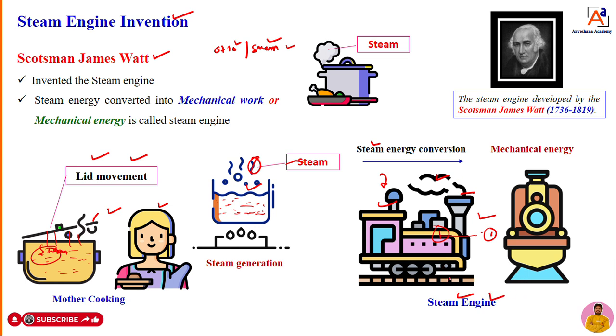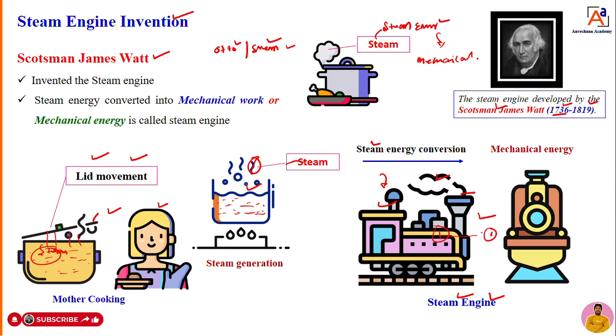That was invented by a great scientist, the Scotsman James Watt, who lived from 1736 to 1819. In the 18th century, he invented the steam engine. What is the main point here? He observed that steam itself has sufficient energy, that is, steam energy, which can be converted into another kind of energy, that is, mechanical energy.